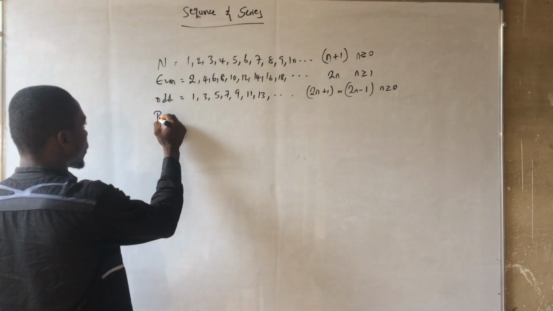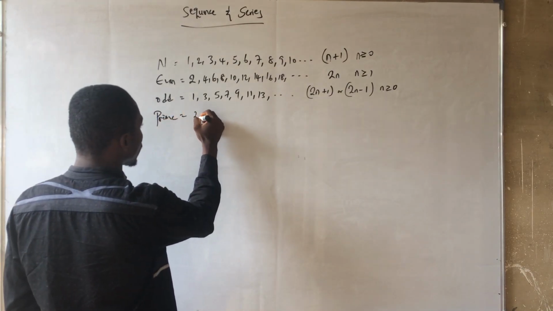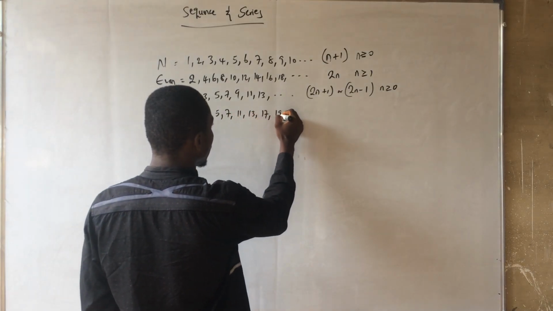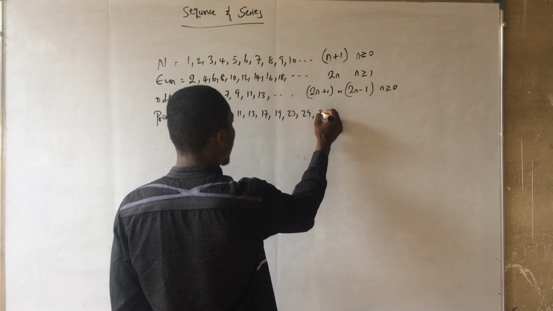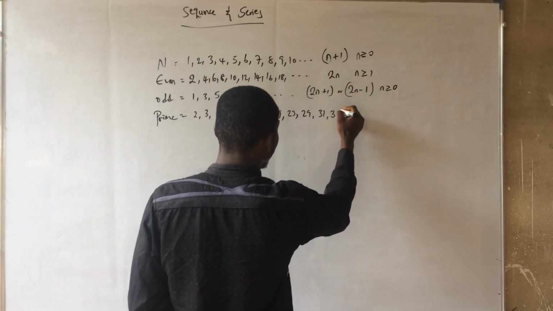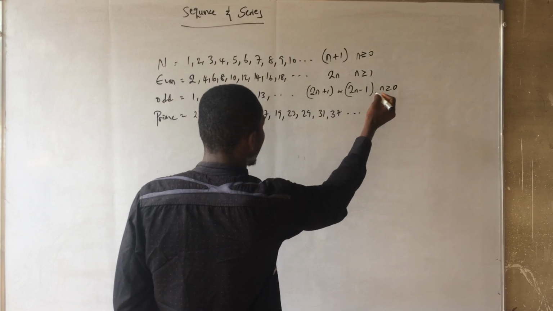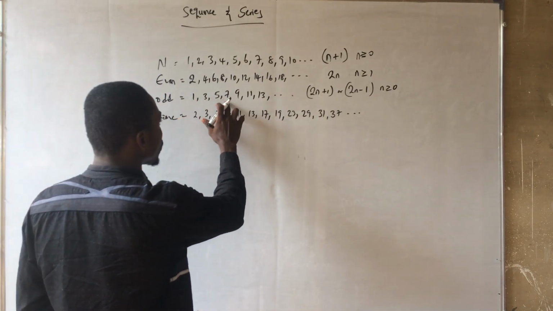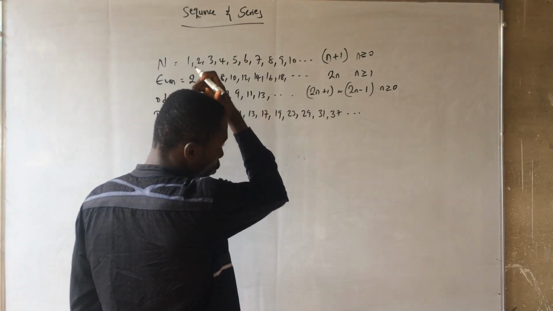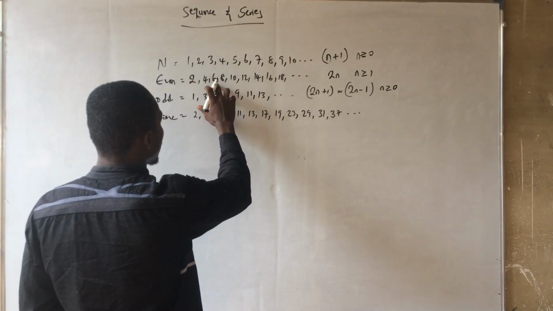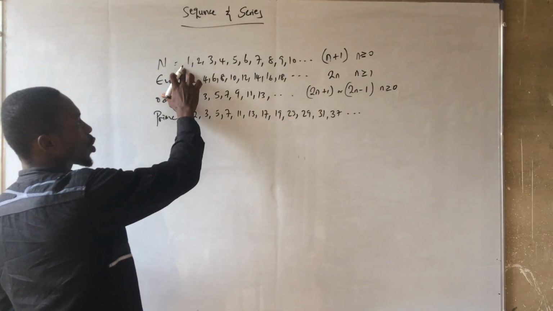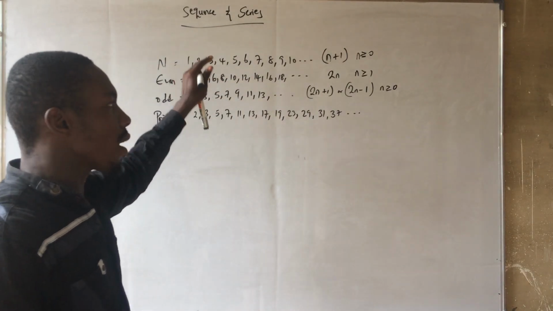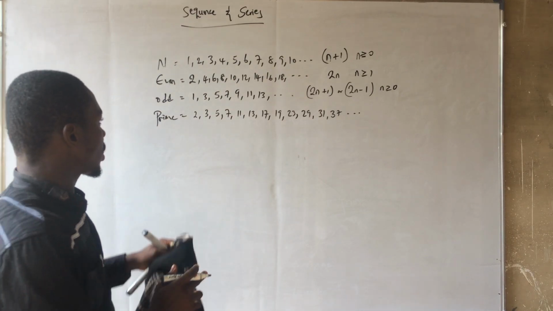So let's see prime numbers. We have 2, 3, 5, 7, 11, 13, 17, 19, 23, 29, 31, 37. So now, if you check here, 3 minus 1 is 2, 5 minus 3 is 2, 7 minus 5 is 2, and so on, each difference is 2. So these have a unique way of forming their numbers. But let's check this one.